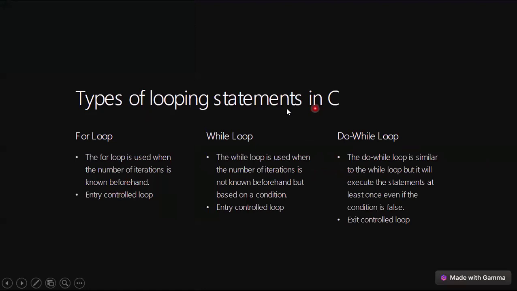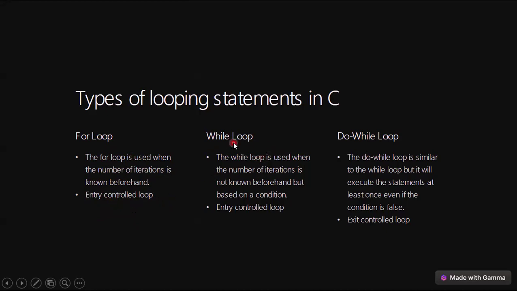The types of looping statements in C: for loop, while loop, and do while loop. There are three loops in C. In the for loop, it is used when the number of iterations is known beforehand. That is, for how many times the loop has to be repeated is known in advance. The for loop is an example of an entry controlled loop. That is, the condition is checked first before entering into the loop.